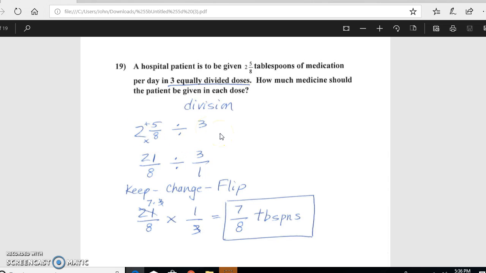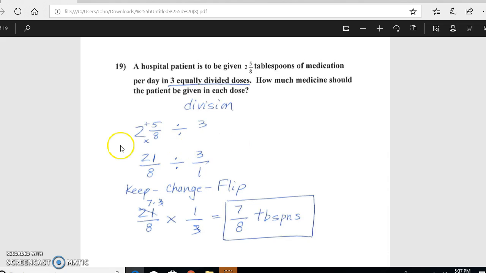If you were to do that on your calculator using the fraction key for the mixed number, you would end up with your final answer of 7/8 tablespoons per dose.